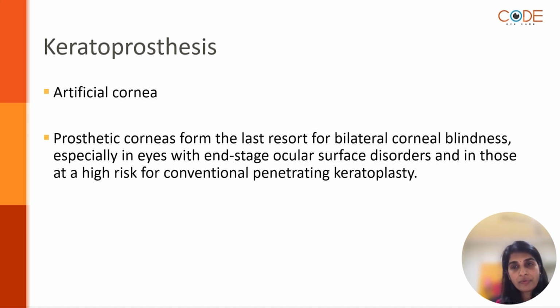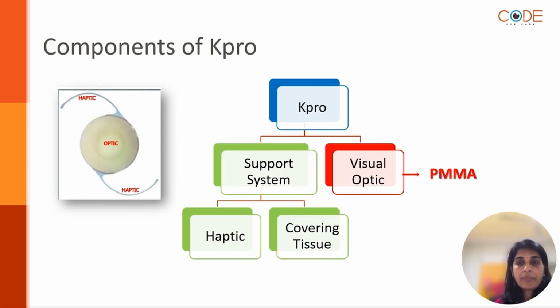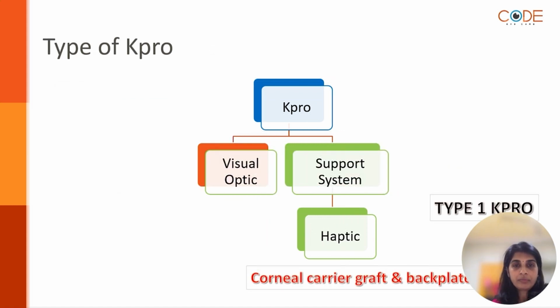Whenever we talk about KPROs, for the ease of understanding, it is easy to compare a keratoprosthesis to an intraocular lens. The parts of a keratoprosthesis are likened similarly to an IOL into a visual optic and the support system. The visual optic across all KPROs is made of polymethyl methacrylate, and the support system is further categorized into a haptic and a covering tissue. The haptic is basically what forms the skirt of the keratoprosthesis, and the covering tissue protects the entire KPRO.